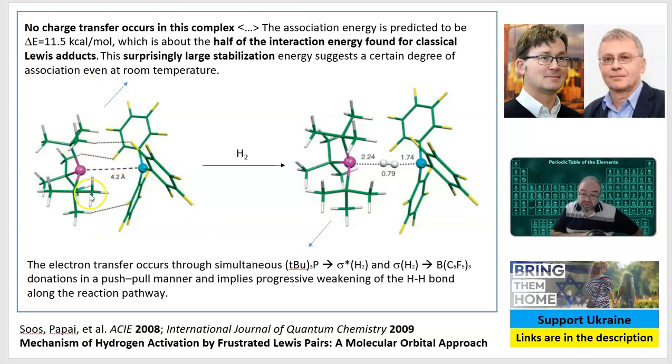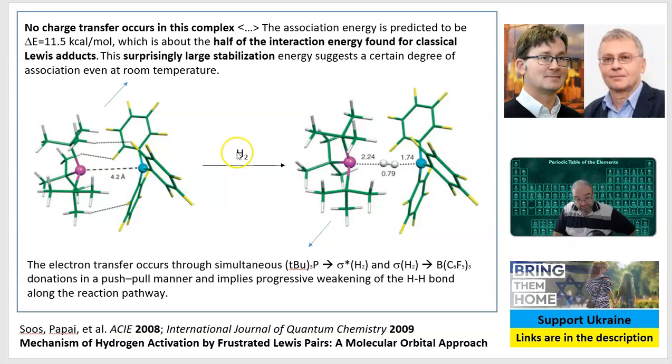So first, a few words about this complex that they discovered. This complex was not observed, and still, till now, it has not been observed in solution. It's still a theoretical concept, which is already very intriguing, because what's going on? Why can you not observe it? They calculated that the association energy is pretty high. It's about half of the interaction for classical Lewis adducts. Also, they saw that no charge transfer occurs in this complex. So there's actually not any electron transfer between the centers at this point.